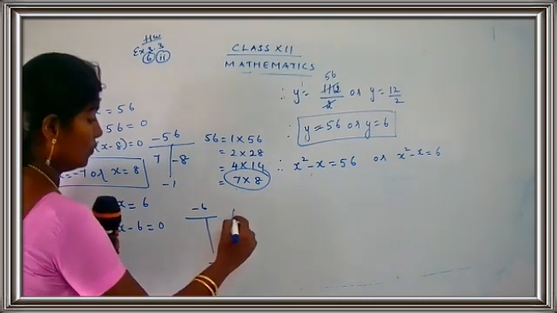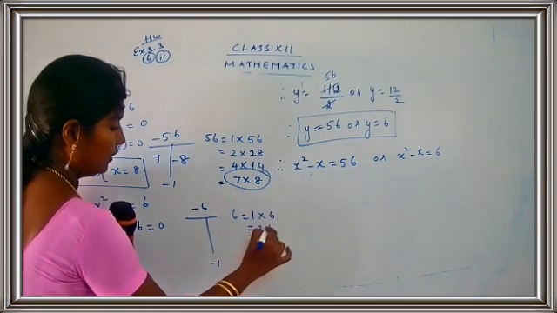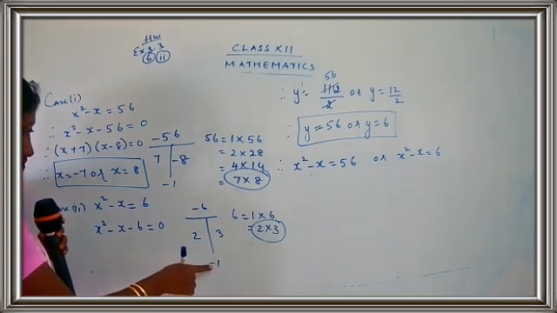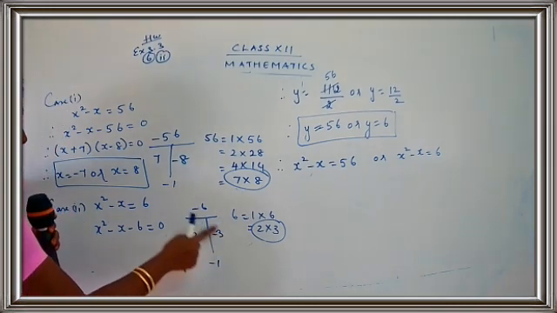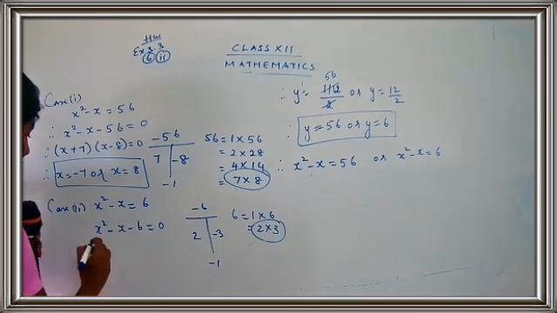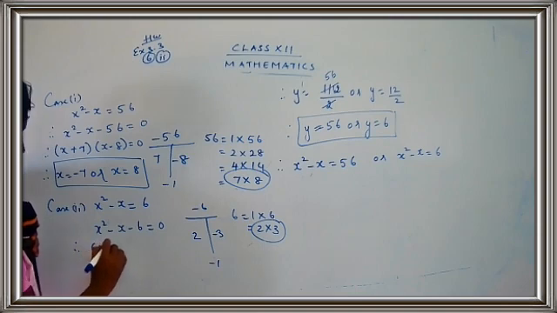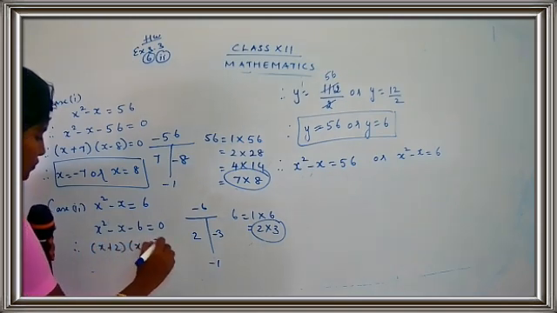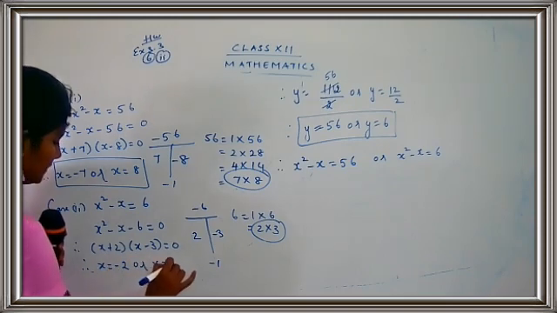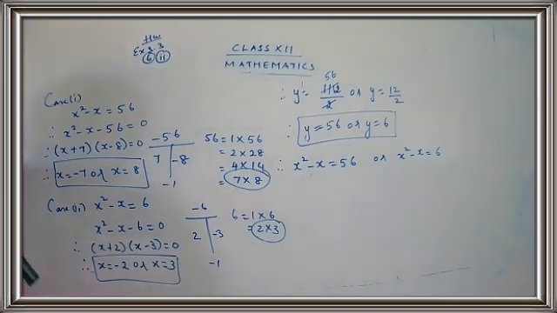So 6 is equal to 1 into 6, okay. 2 into 3. I think this will be the correct combination. 2, 3. Here I have minus 1, so minus. 2 into minus 3 gives minus 6. 2 minus 3 gives minus 1. So the answer is x plus 2, x minus 3 is equal to 0. Therefore, x is equal to minus 2 or x is equal to 3. So I got another set of answers. X is equal to minus 2 or x is equal to 3. Done. The work is done.